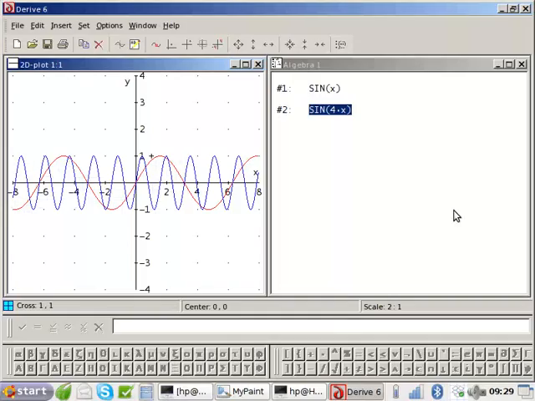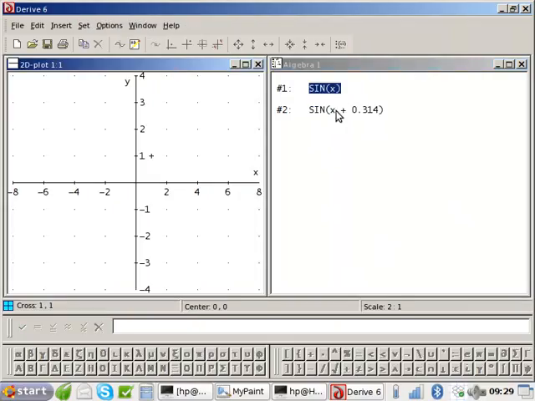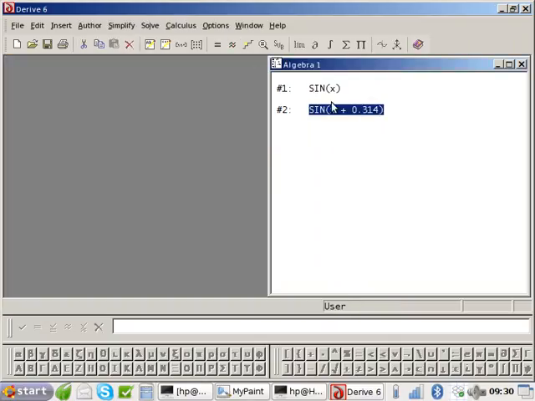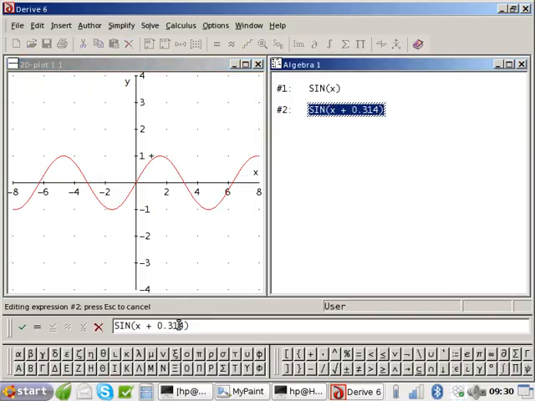If we were to look at the graph again, and if I did sine x plus 0.314, for example, and draw this again, I'll show you the original first. You can see now when I add in this graph, it's a little to the right. Let's make it a little bit more to make it clearer.